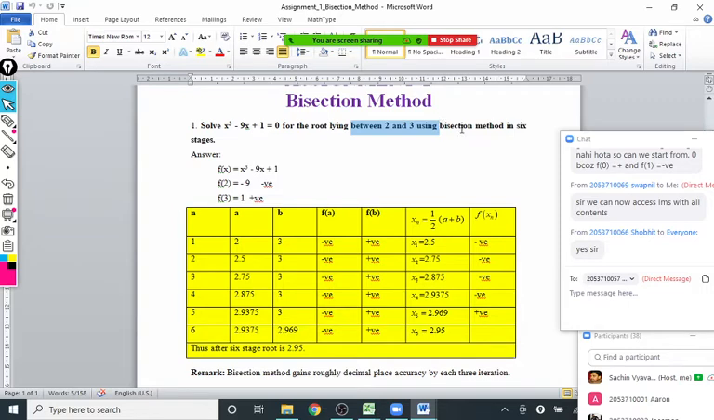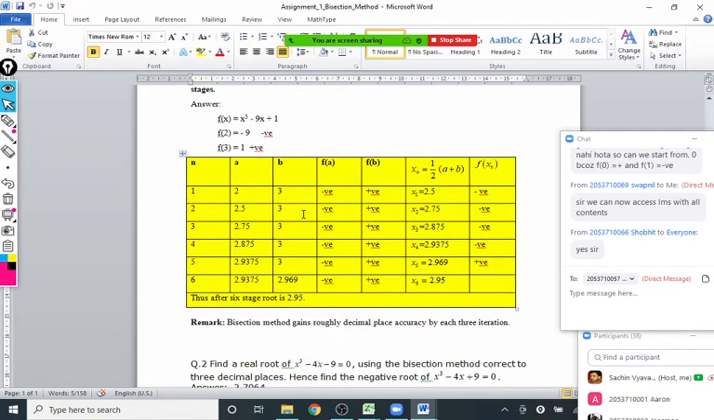The stopping criterion for this first example is 6 stages. Six stages means 6 iterations, you have to do it 6 times. That's one. So that is about question number 1.